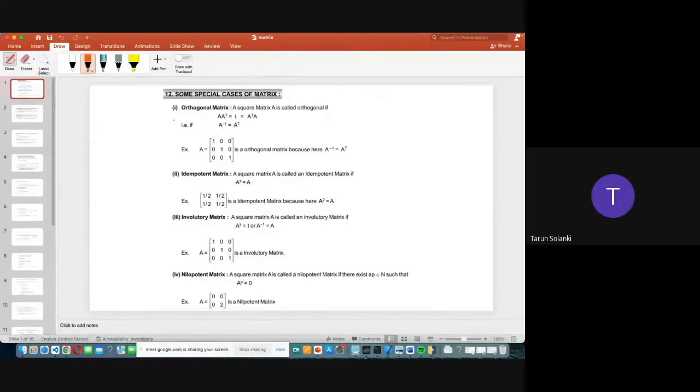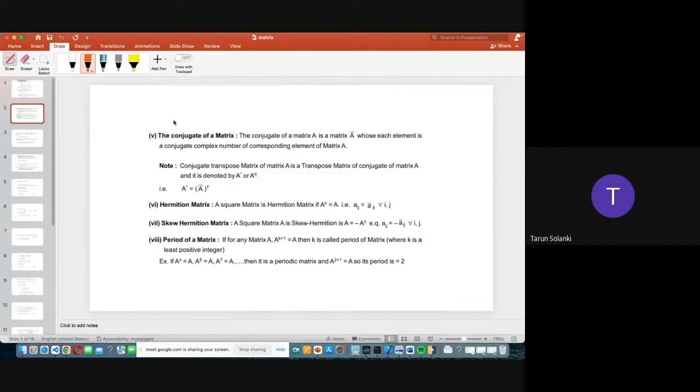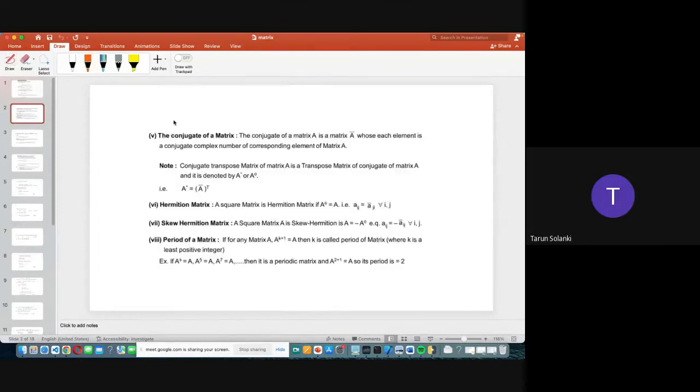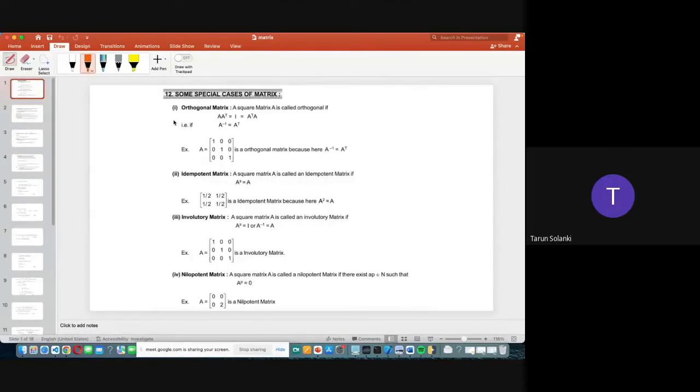Hello everyone. So here in matrices we'll see some special cases today. Okay, so there are a total of 11 special cases for matrices. One by one we'll see, then we'll solve some examples based on this.